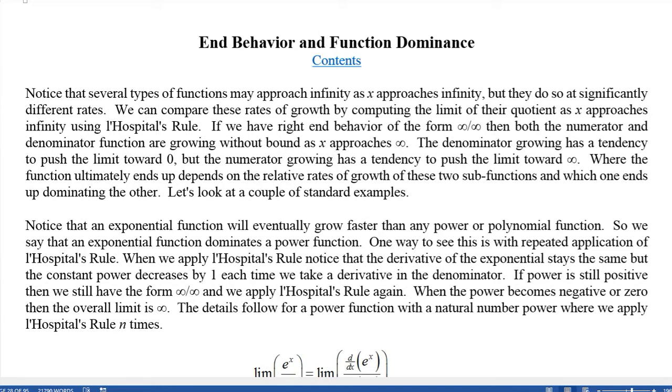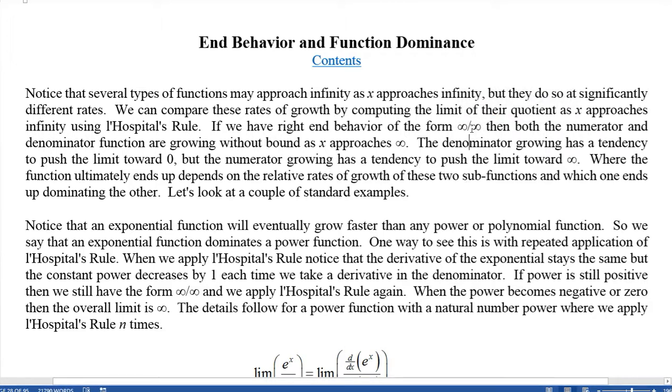In this video, we're going to talk about using L'Hopital's rule to explain end behavior and function dominance a little bit. So, for example, we might be interested in finding the right end behavior, that is, the limit as x goes to infinity of some function. And sometimes these functions can be written in a fraction form where both the numerator and the denominator are growing without bound as x approaches infinity. In other words, they both approach infinity, so you have the form infinity over infinity.